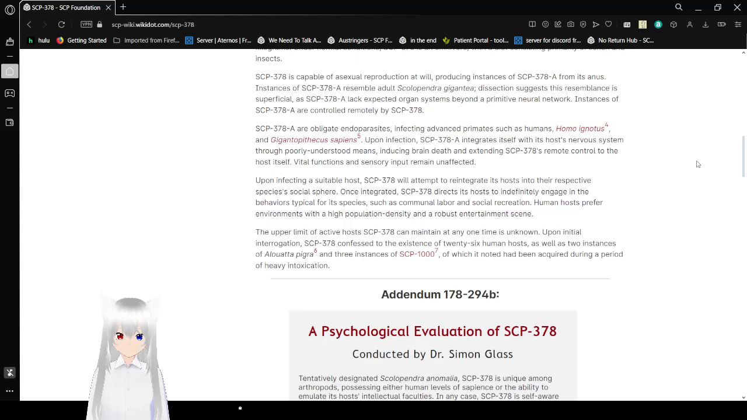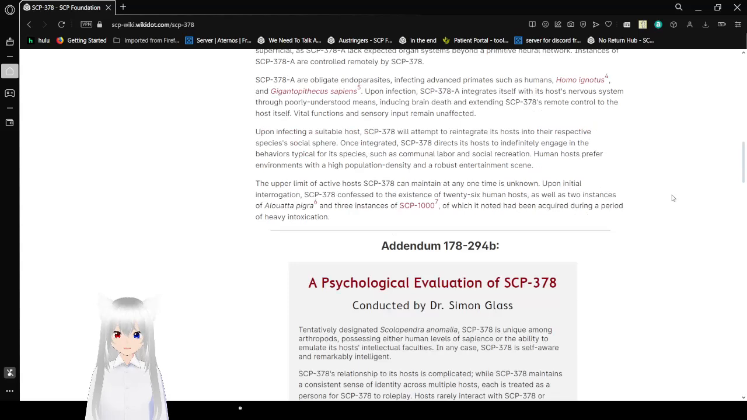Homo neanderthalensis, and Antiopithecus sapiens, common Sasquatch, aka SCP-1000. Upon infection, SCP-378-A integrates itself with its host nervous system through poorly understood means, inducing brain death and extending SCP-378-A's remote control to the host itself. Motor functions and sensory input remain unaffected.